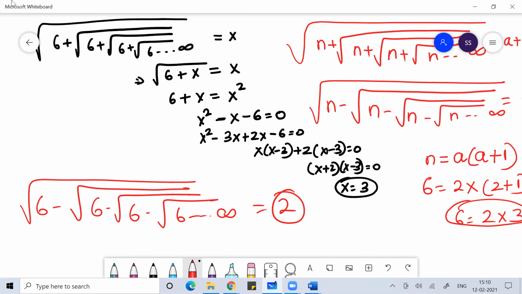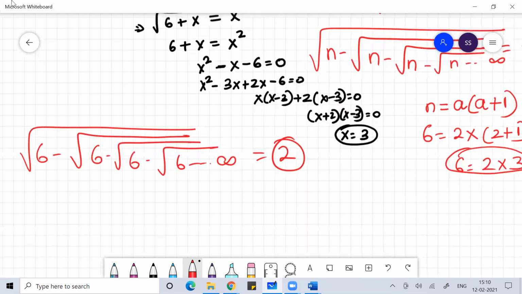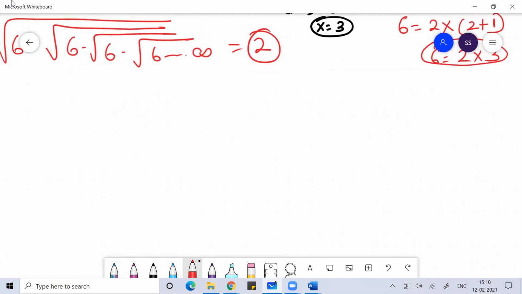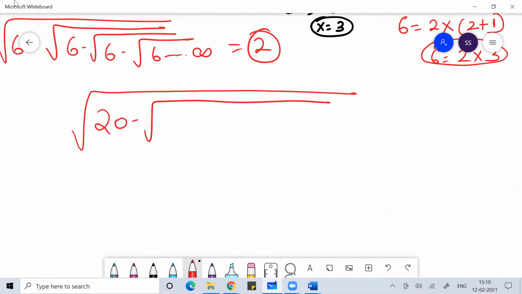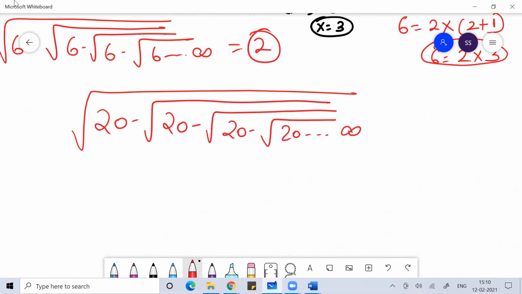So either you can solve it through a quadratic equation, or if something like this is possible, then you can do it very easily. If I ask you what is root 20 minus root 20 minus root 20 minus root 20, like this till infinity, what is your answer?